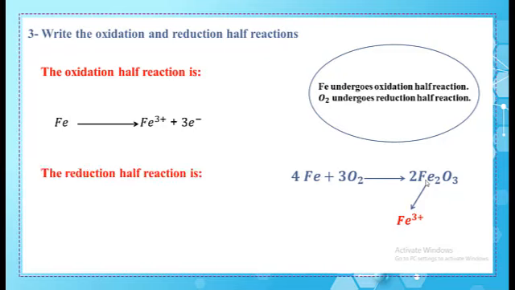Here the reduction half reaction, the oxygen is O2 minus, because the subscript of Fe is 2. So oxygen was O2 minus. O2 plus 4 electrons gives 2O2 minus.